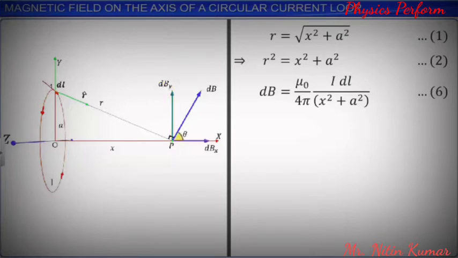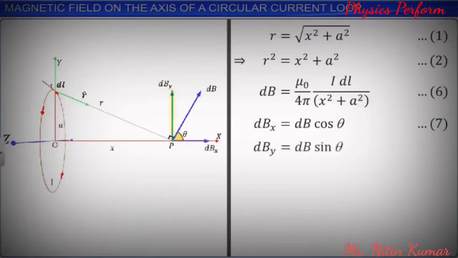If theta is the angle made by dB with the x-axis, then the horizontal component dBx is equal to dB cos theta. Let this be equation 7. The vertical component dBy is equal to dB sin theta. Let this be equation 8.